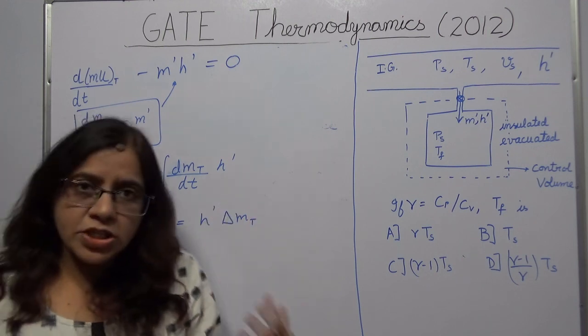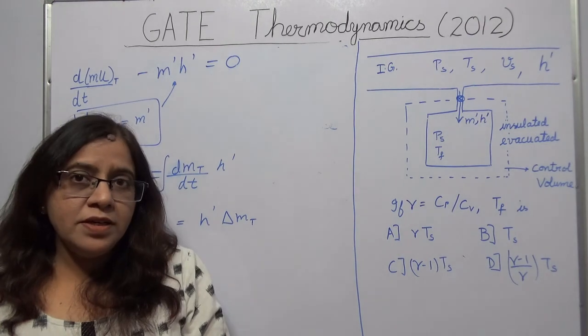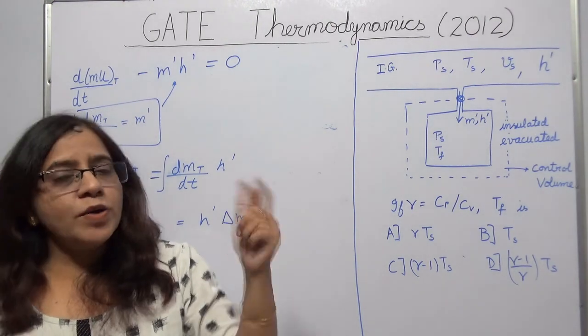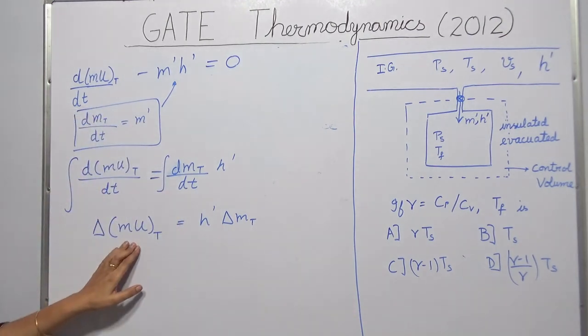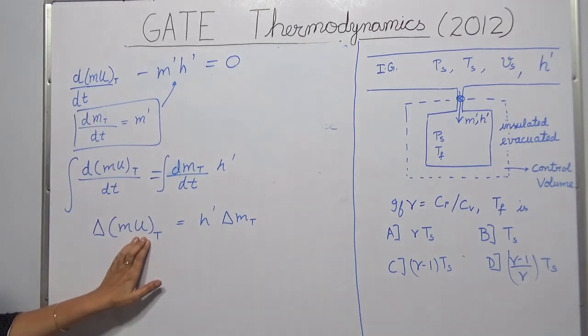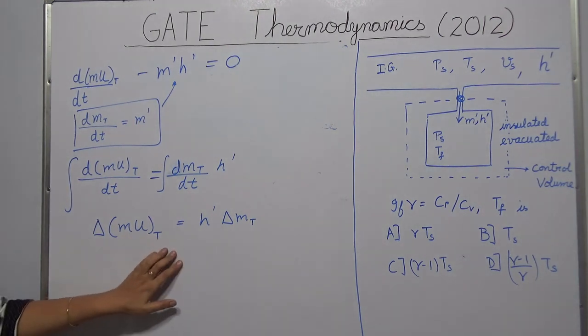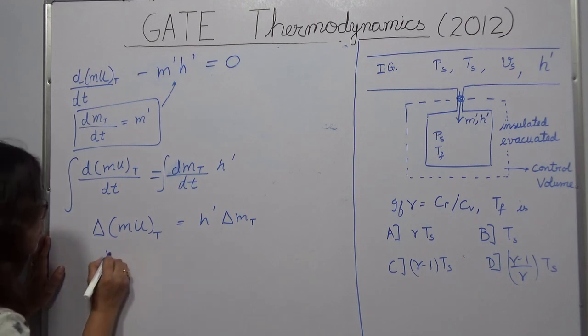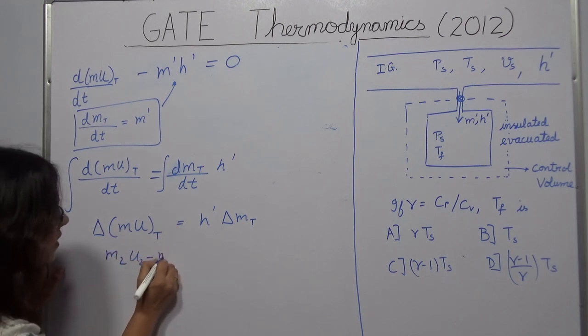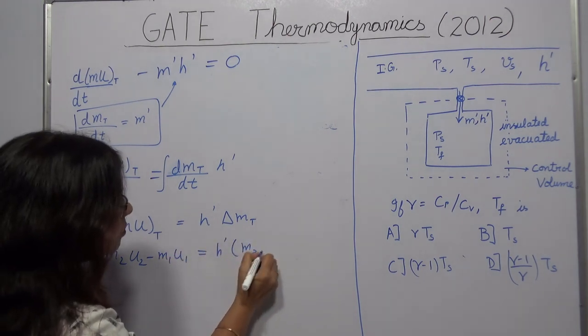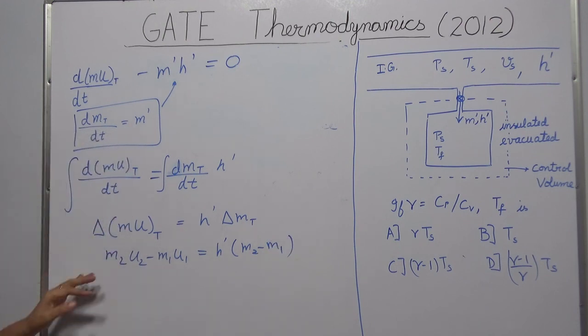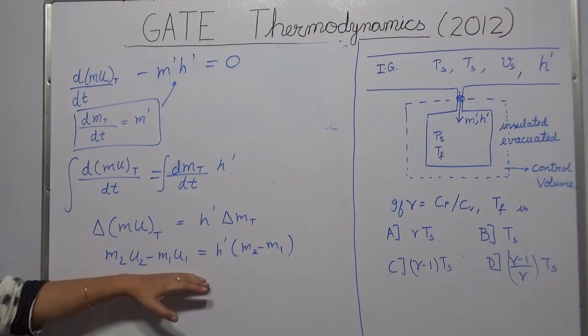Now let me define that initially you have mass m1 in the tank and finally you have mass m2 in the tank. Correspondingly I am defining my specific internal energies initially with subscript 1 and final with subscript 2. So I can write this as m2 u2 minus m1 u1, that is equal to h dash times (m2 minus m1).